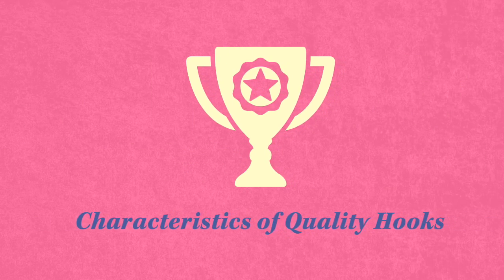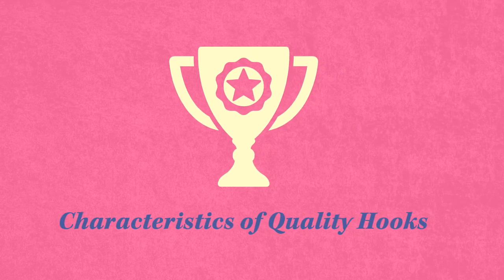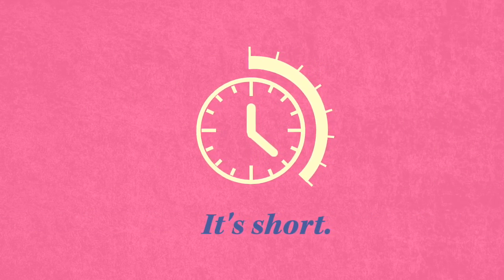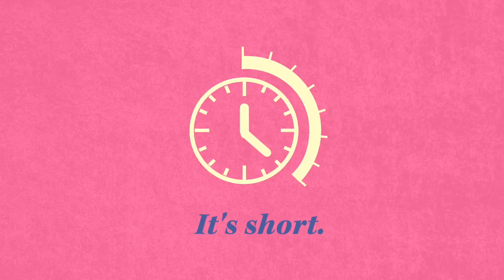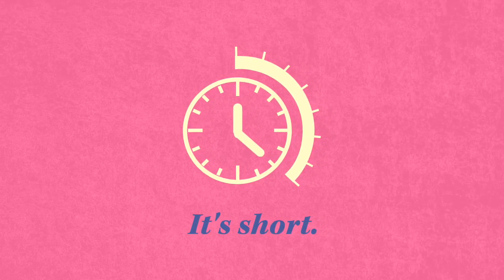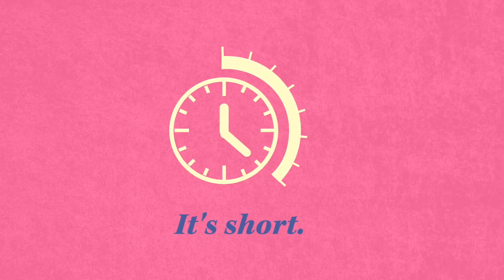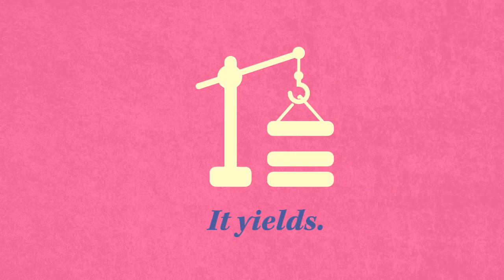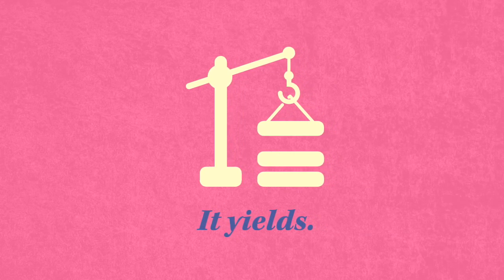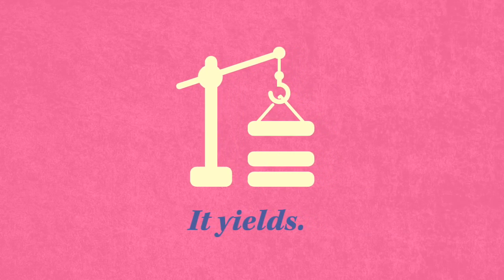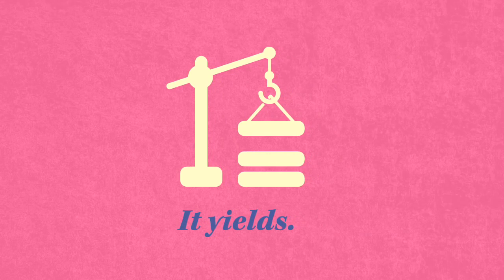A good hook typically has the following 3 characteristics. It's short. A typical hook ranges from 10 seconds to 3 minutes. If a hook takes too long, now you're just trolling. Keep it short, sweet, and simple. It yields results. Students are like a snowball rolling downhill. All they need is that initial push, and they'll start going.